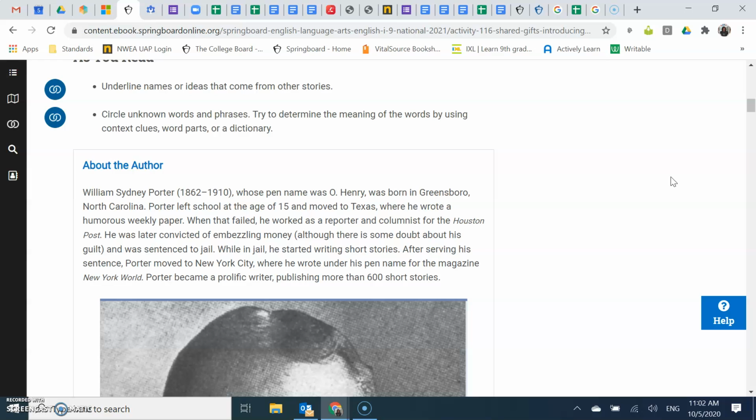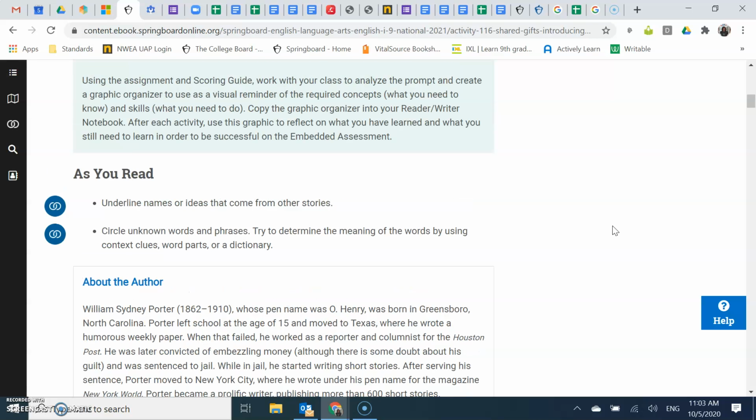And while we're talking about theme, what is theme? What does it mean? Do you remember? It's the message of the story, right? What is the deeper meaning? What is the deeper message of the story?